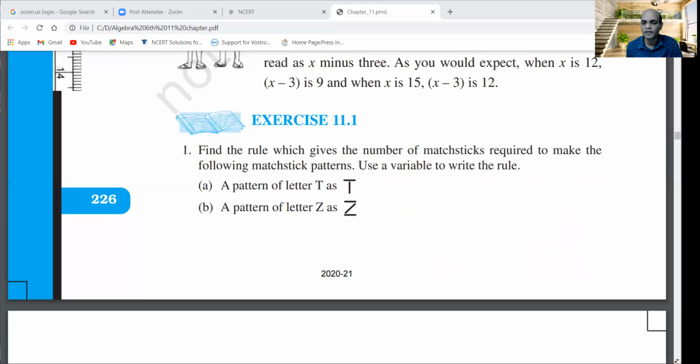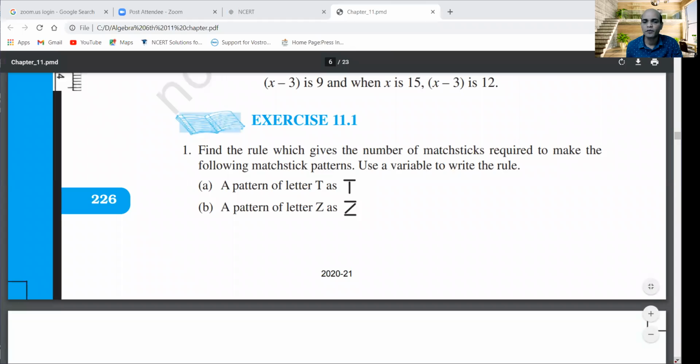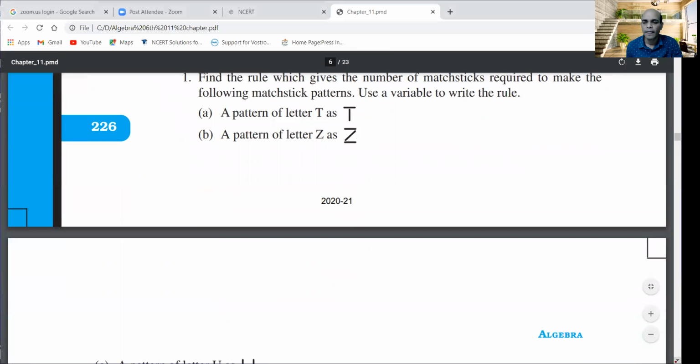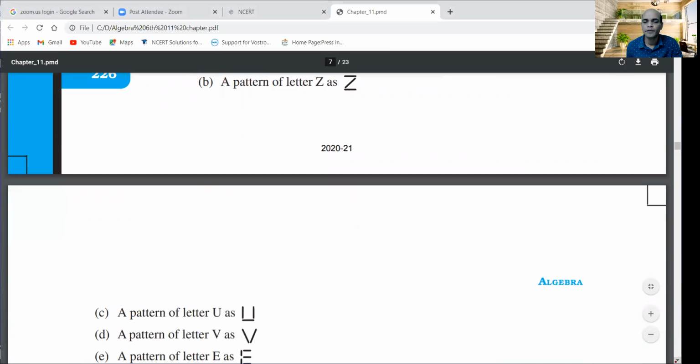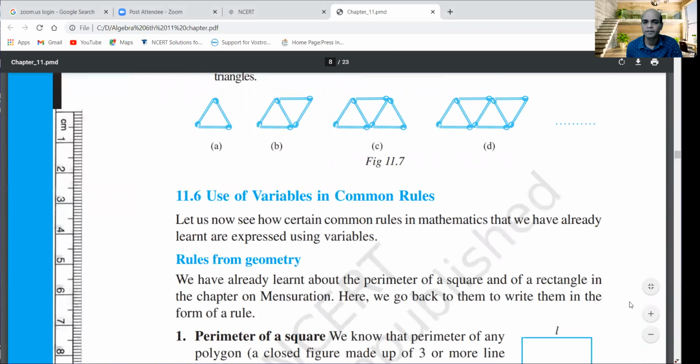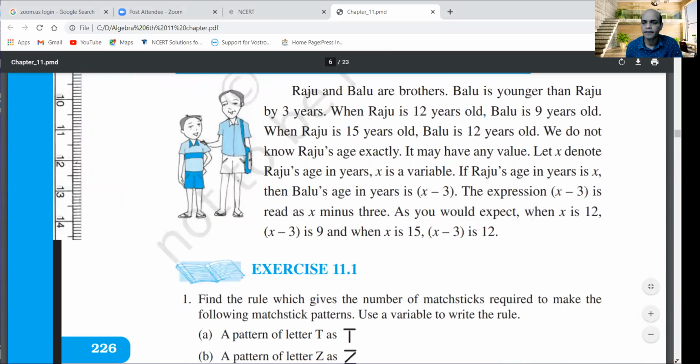Now let's go to the next question. We will not only solve the question, we will go further and give you more information about how to solve the questions in a better way.